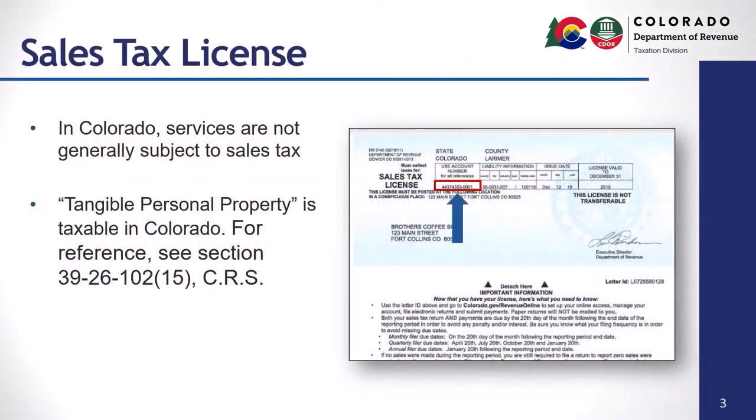In Colorado, services are generally not subject to sales tax. Tangible personal property is taxable in Colorado. First, you will need to apply for a license. You'll be assigned a number that is 12 digits long. Your Colorado account number or CAN is the first 8 digits. The last 4 digits are your site or branch ID. When adding locations to an existing account, the first 8 digits will not change but the last 4 will. Be sure to display your license in a conspicuous place where the public can see it.